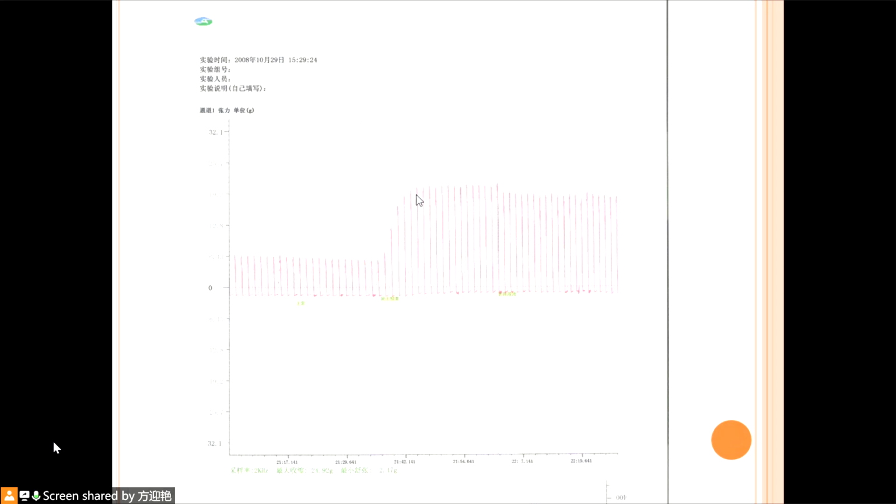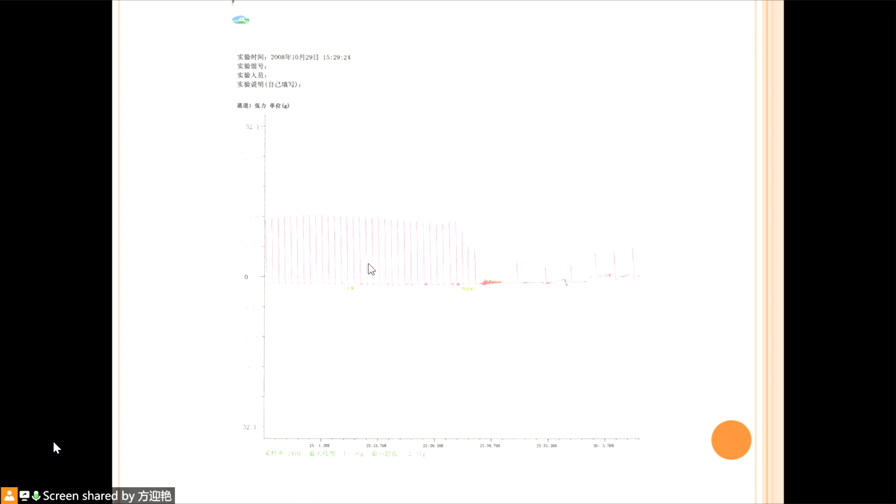epinephrine. We can see that the myocardium contraction force and rate increase. Then we washed with the fresh Ringer's solution and it recovered, and then we dropped the ACh. We can see the curve decrease, the amplitude decreases, and the rate decreases. This is the result.